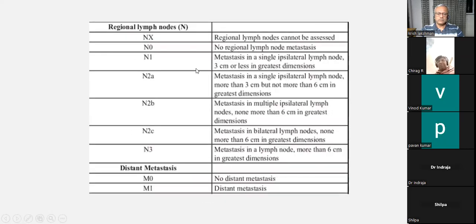Coming to the nodal involvement, N1 is metastasis in a single ipsilateral lymph node less than 3 centimeters. N2a is a single ipsilateral lymph node more than 3 centimeters but not more than 6 centimeters. N2b is multiple ipsilateral lymph nodes, none more than 6 centimeters. N2c is metastasis in bilateral lymph nodes, none more than 6 centimeters. And N3 is any lymph node more than 6 centimeters in greatest dimension.